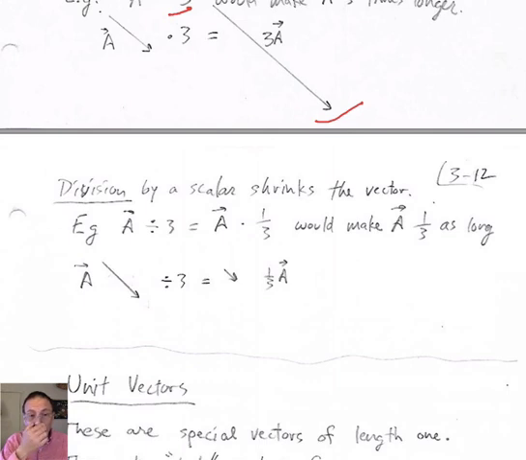You can divide vectors by a scalar. So the vector a divided by 3 would be actually the same thing as multiplying the vector a by the reciprocal of 3. The reciprocal of 3 is 1/3. And what that would do is make the a vector 1/3 as long as the original. Its magnitude is reduced by a factor of 3.